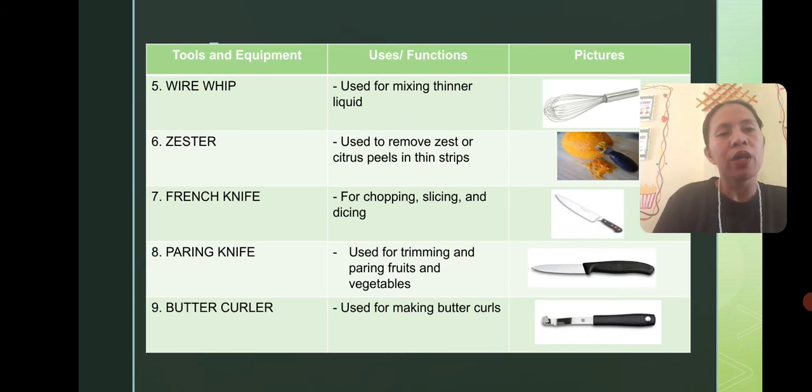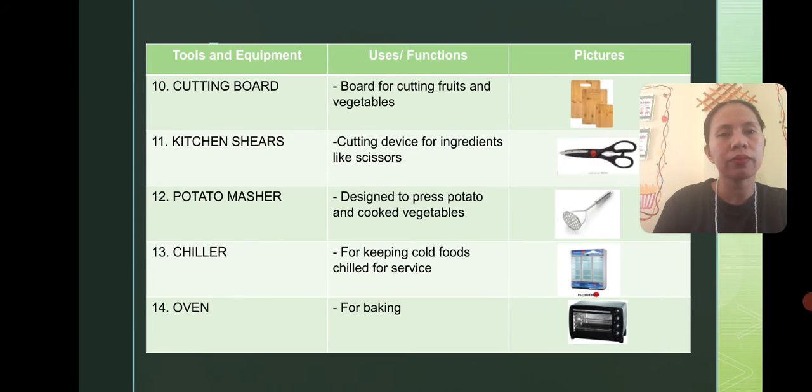So if you can see, there are a lot of kinds of knife, but they have different uses or functions. Next is the butter curler. It is used for making butter curls. Cutting board, a board for cutting fruits and vegetables.